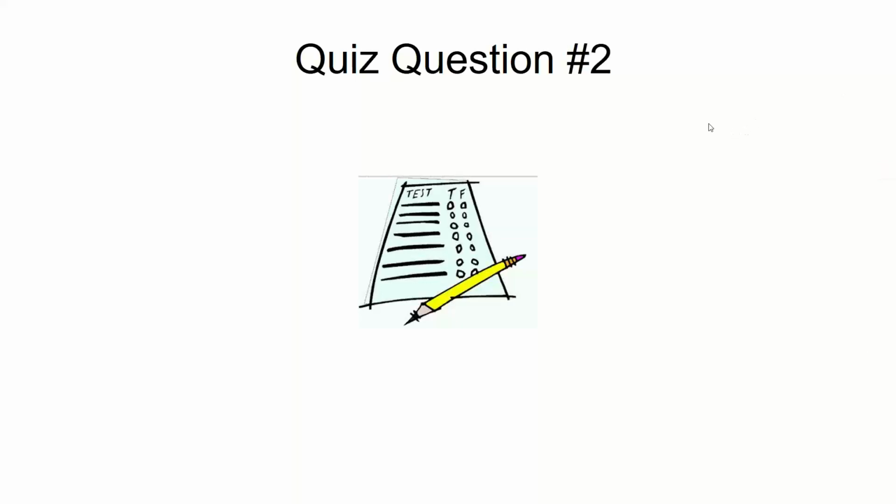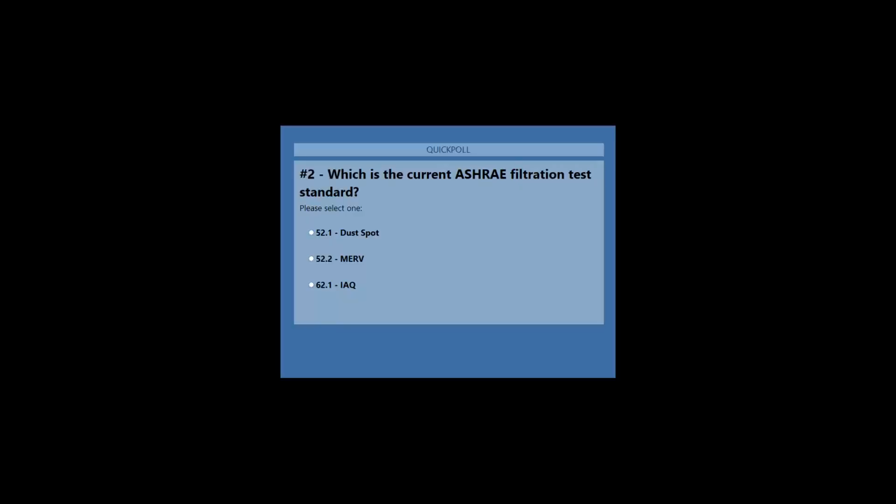All right, we're ready for our next quiz question. Quiz question number 2 of 8. What is the current ASHRAE filtration standard? Is it 52.1 dust spot, 52.2 MERV, or 62.1 indoor air quality?